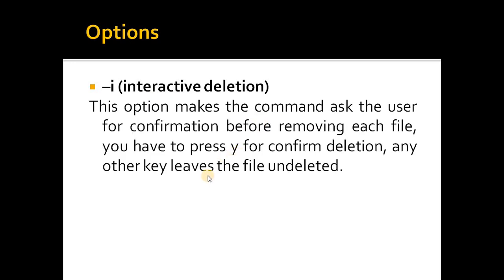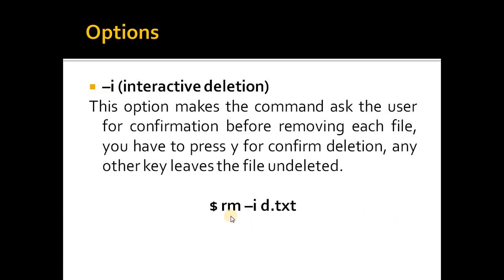Now we shall see the options. The first option is -i, interactive deletion. This option makes the command ask the user for confirmation before removing each file. You have to press Y for confirm deletion. Any other key leaves the file undeleted. It is always better to use the rm command with the -i option.